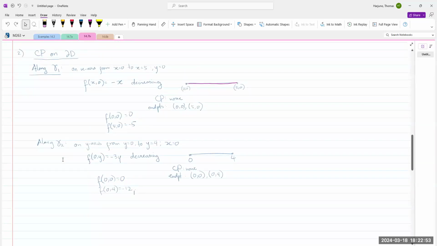Okay, now that's along gamma 2. How about along gamma 3? Now this is terrible because it is on a line segment from (5, 0) to (0, 4). Or you can also do it from (0, 4) to (5, 0), up to you.